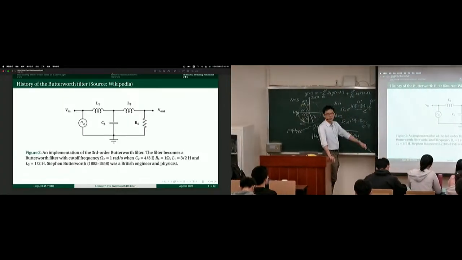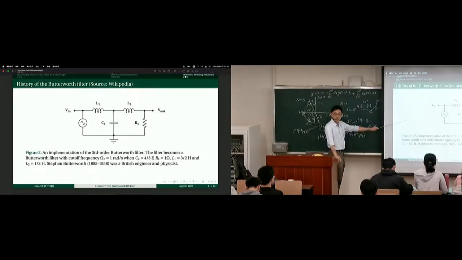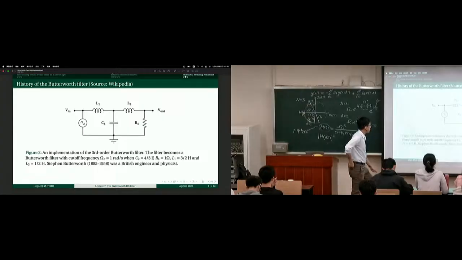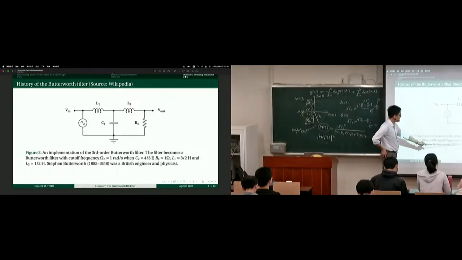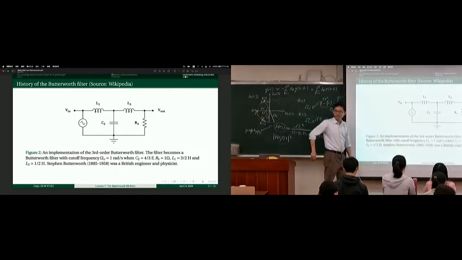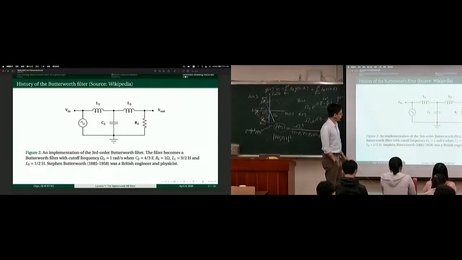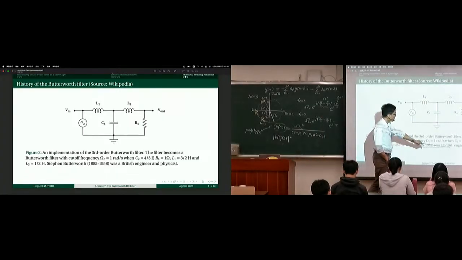Of course, you design by changing the parameters. So that's the prototype that really has been well known. I want to share with you a plot, a diagram I found from Wikipedia, which tells us that this Butterworth filter is named after the scientist Stephen Butterworth, 1885 to 1958, in honor of his invention.